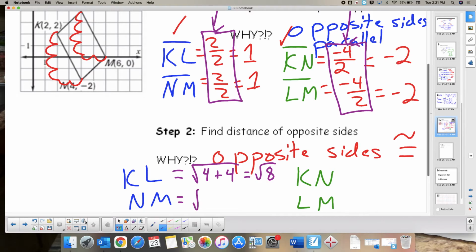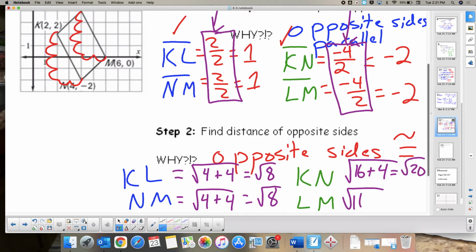For NM, I have 2 squared, which is 4, 2 squared, which is 4. We have the square root of 8 also. For KN, I do negative 4 squared, which is 16, plus 2 squared, which is 4, so I get the square root of 20. Negative 4 squared is still 16, 2 squared is still 4. We still get the square root of 20. Right? That's how you can use that unreduced slope to find your lengths.